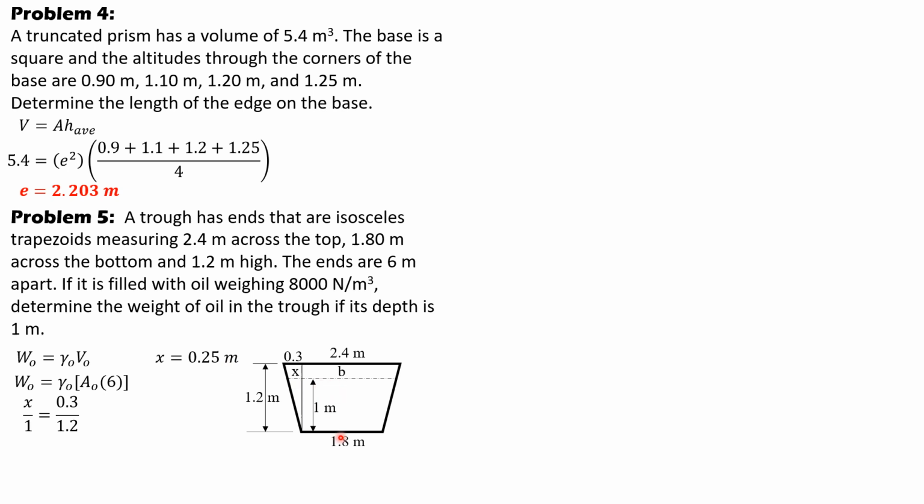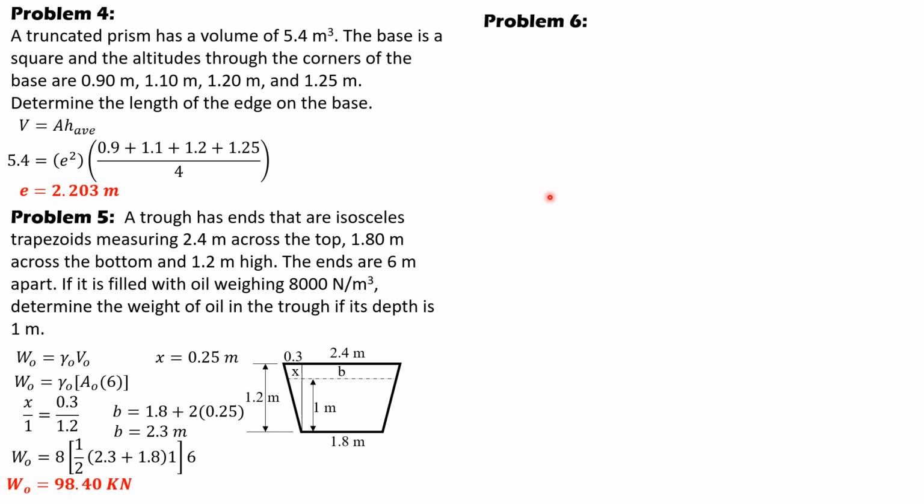So b is 1.8 plus 2x, 1.8 plus 2 times 0.25. So the upper width of the oil surface would be equal to 2.3 meters. Substitute into this formula here. Weight of oil is 8 times the quantity 1/2 times the quantity 2.3 plus 1.8, times 1, and times 6. The weight of oil therefore can be computed. It is equal to 98.40 kilonewtons.